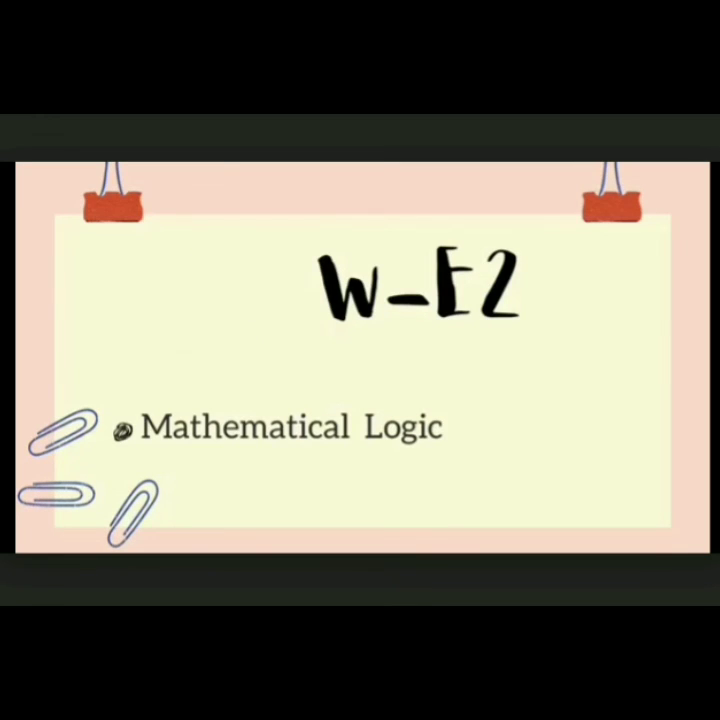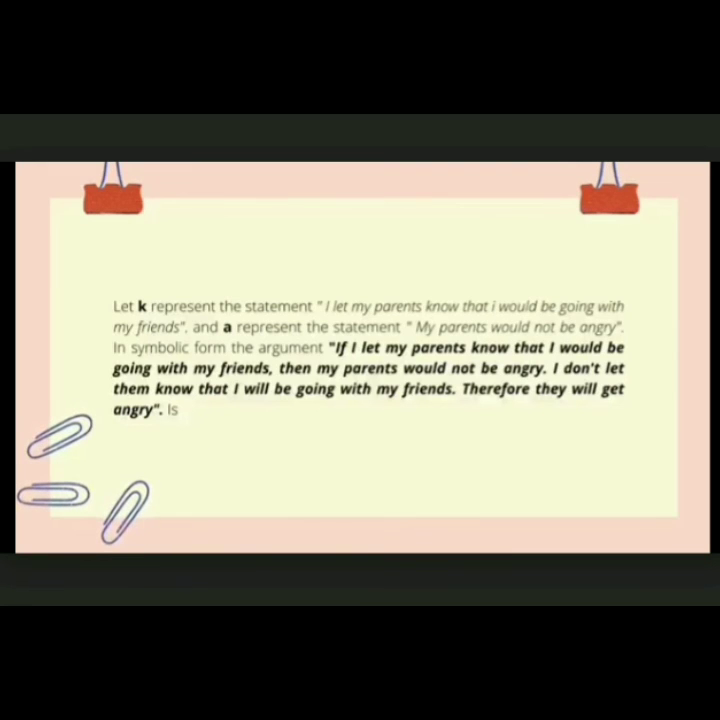The validity of the next argument will be determined by the statement. Let K represent the statement, I let my parents know that I would be going with my friends. And A represent the statement, my parents would be angry. In symbolic form, the argument: if I let my parents know that I would be going with my friends, then my parents would not be angry. I don't let them know that I will be going with my friends, therefore they will get angry.